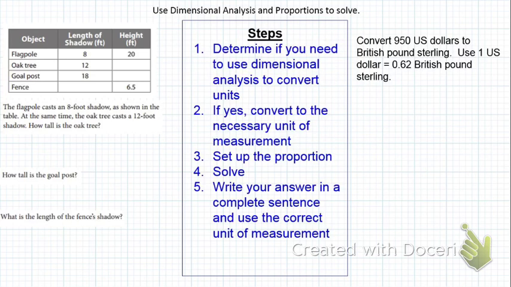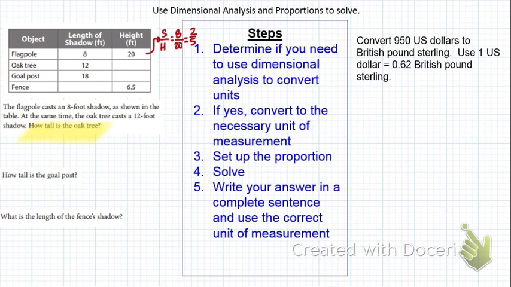Alright, so we have a problem here. The problem is saying that the flagpole casts an 8-foot shadow as shown in the table. At the same time, the oak tree casts a 12-foot shadow. How tall is the oak tree? So we have some idea here of the flagpole. We have the length of shadow and the height. So I can make a proportion of shadow over height, and I know it's going to be 8 over 20, which I could simplify as 2 over 5, right? So the question is, how tall is the oak tree?